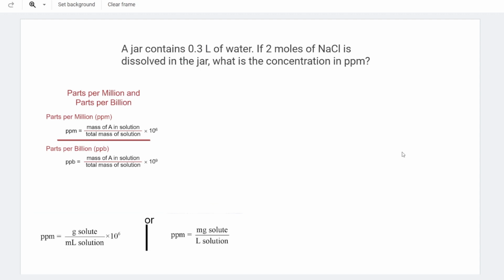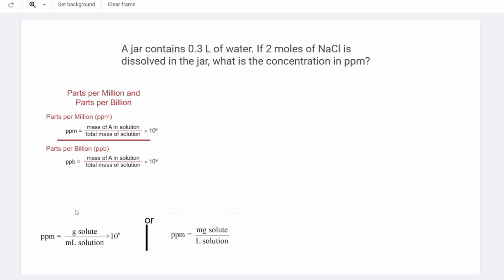The units that we want to use are either grams of solute over milliliters of solution times 10 to the 6th, or if we don't want to deal with this exponent, we can just do milligrams of solute over liters of solution. It's simply up to your preference. So I'm going to opt for the left one here.